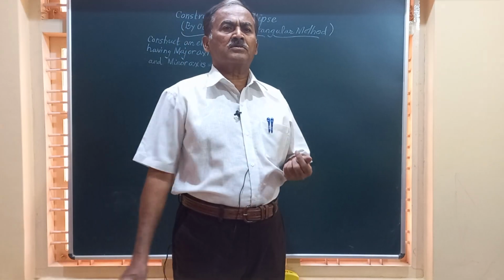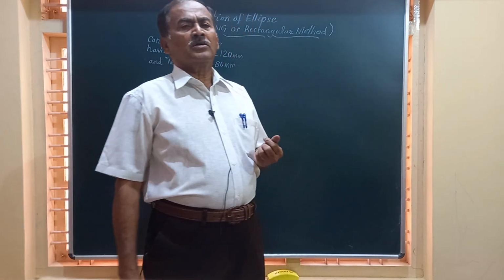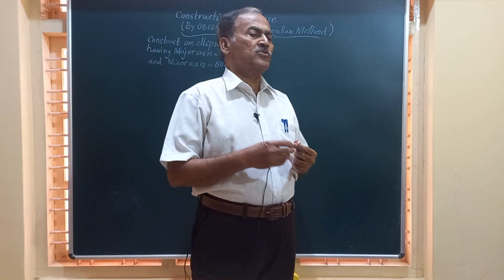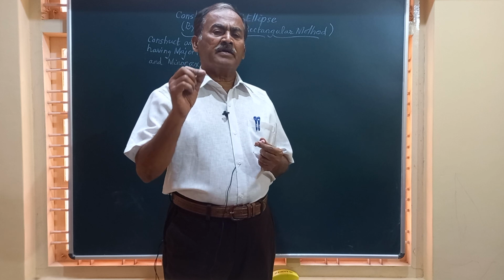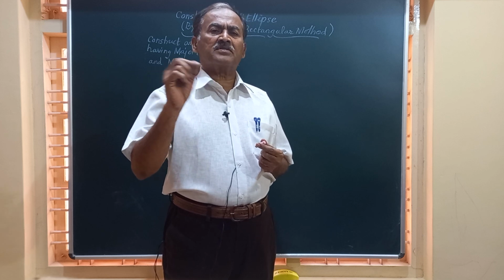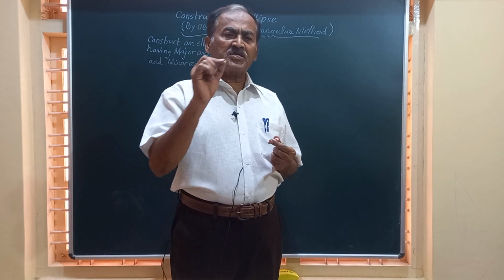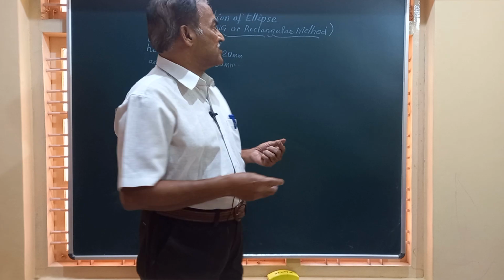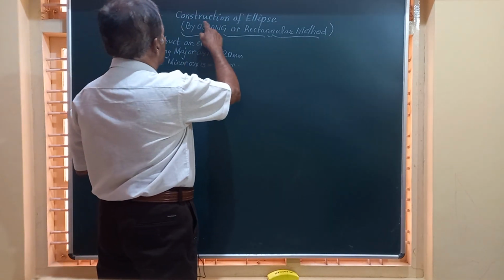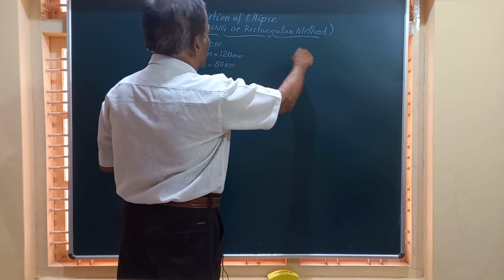Hello friends, good morning, and in today's video we are going to learn how to obtain an ellipse for the given dimensions, that is the major axis and the minor axis, using the rectangular method, which is also called the oblong method. So friends, for today's video we are required to construct an ellipse by the oblong or rectangular method, as I told you before.